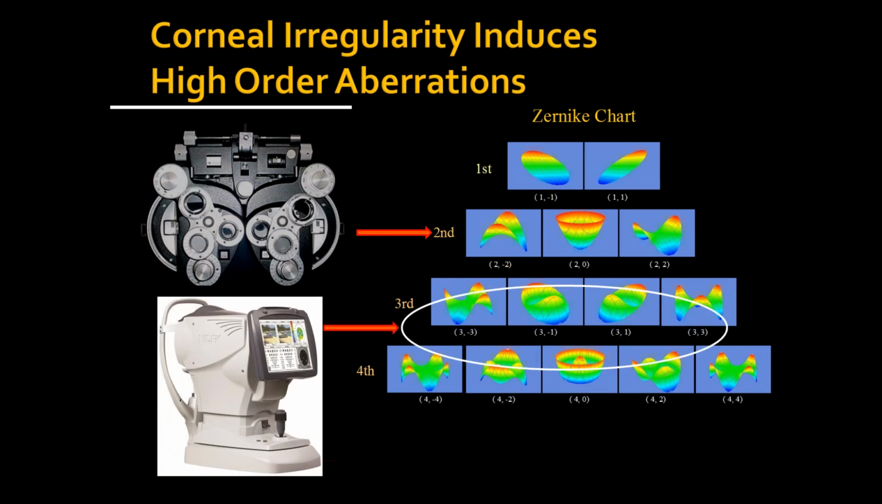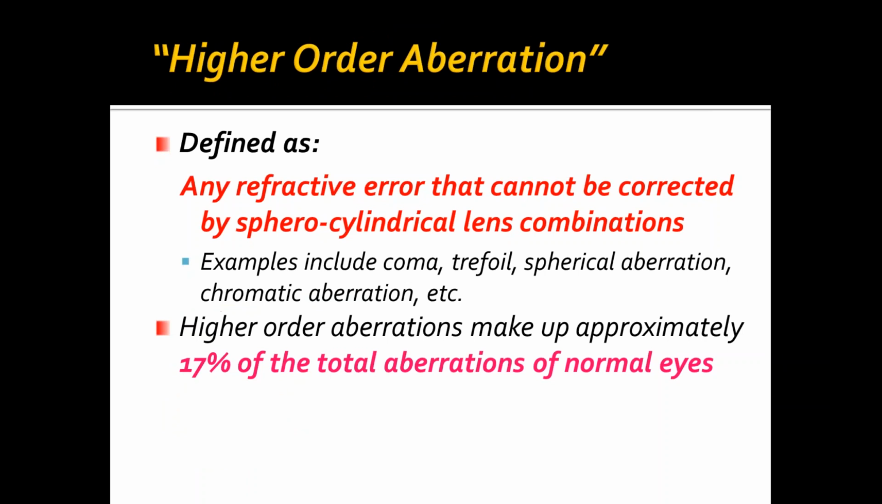And up until recently we couldn't measure them, but now we have clinically available instruments in our practices that can not only detect and measure, they can quantify and differentiate where the source of these high order aberrations are coming from, with combined systems that utilize overall wavefront aberrometry along with measurement of corneal topography. So a high order aberration is any refractive error that cannot be corrected with traditional spherocylindrical lens combinations.